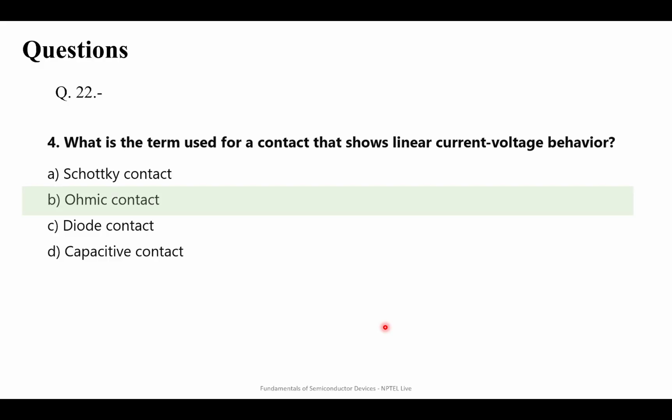That is correct. The answer would be ohmic contact. So when you join a metal and a semiconductor, there are two types of contacts that form: ohmic contact and Schottky contact. In ohmic contact, you don't see any rectifying behavior. You will see a normal ohmic behavior, which is V is proportional to I. So you get a linear current-voltage behavior.